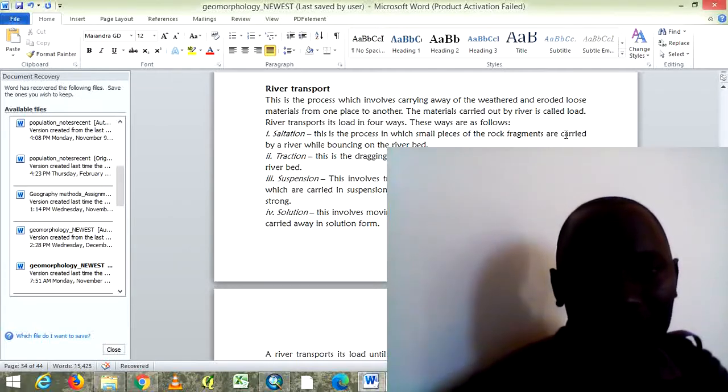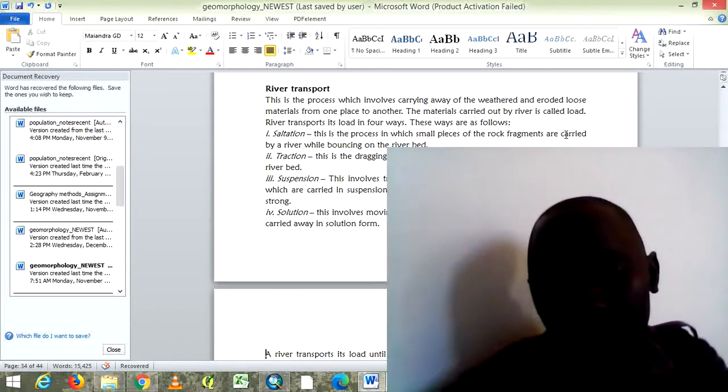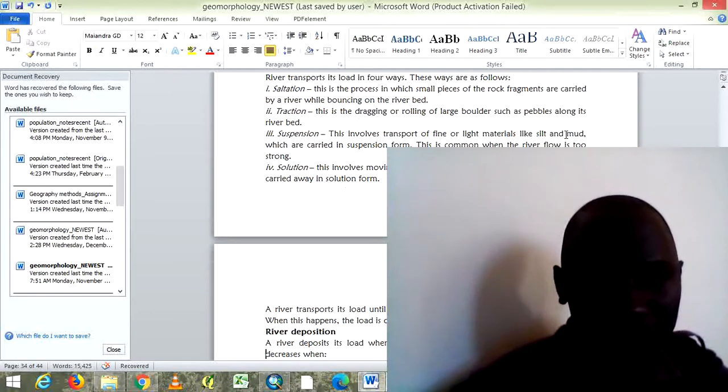This is the dragging or rolling of large boulders. Then suspension. This happens to material which can be suspended within the water and transported. For example, sand can be suspended in the water and transported to another place. Lastly we have solution, and this one usually happens to the dissolvable matter or minerals which can dissolve in water like salt and carried away in solution form to another location.